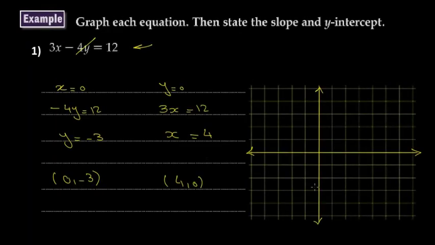The first point is (0, -3). That's the graph of the first point. The second point is (4, 0). So that's the second point. So we draw the line which is passing through them.